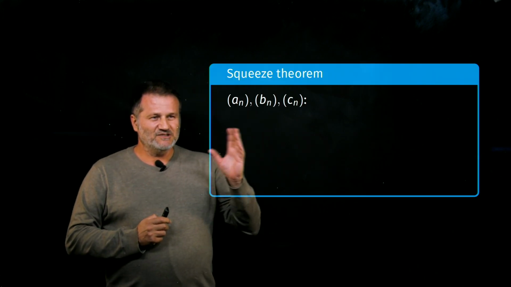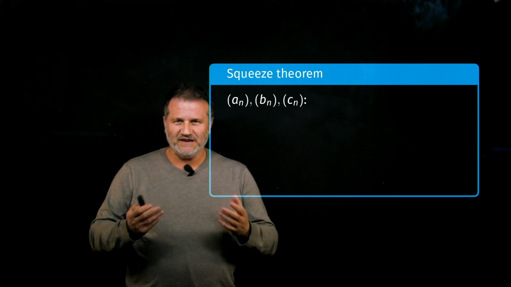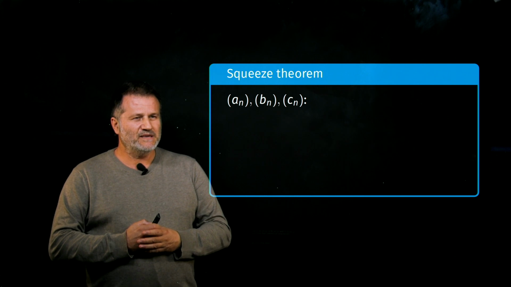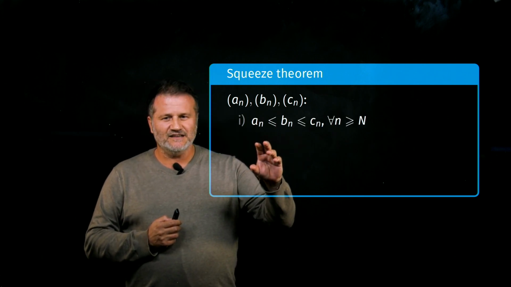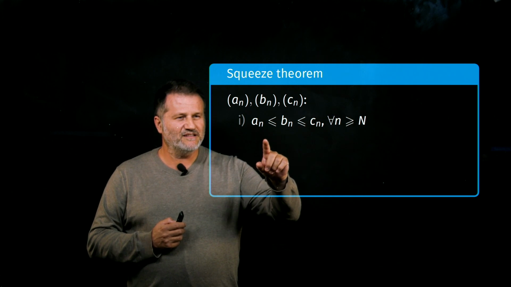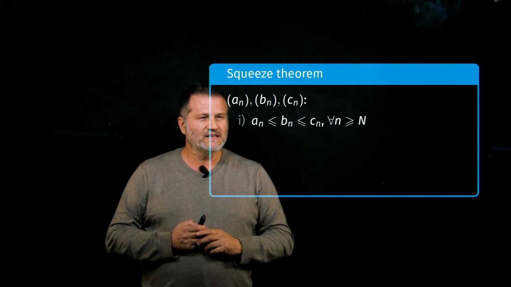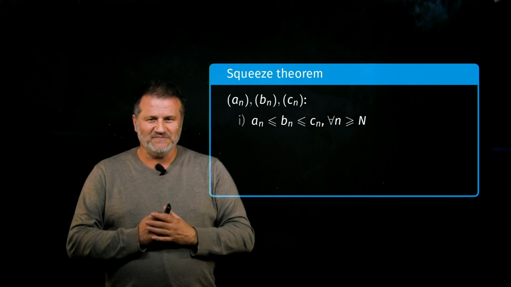Let's see it precisely. So, assume that we have three sequences, a_n, b_n, and c_n, numerical sequences, real valued sequences, such that, first, b_n is trapped between a_n and c_n, at least for n large. In this interpretation, a_n and c_n are the two policemen.